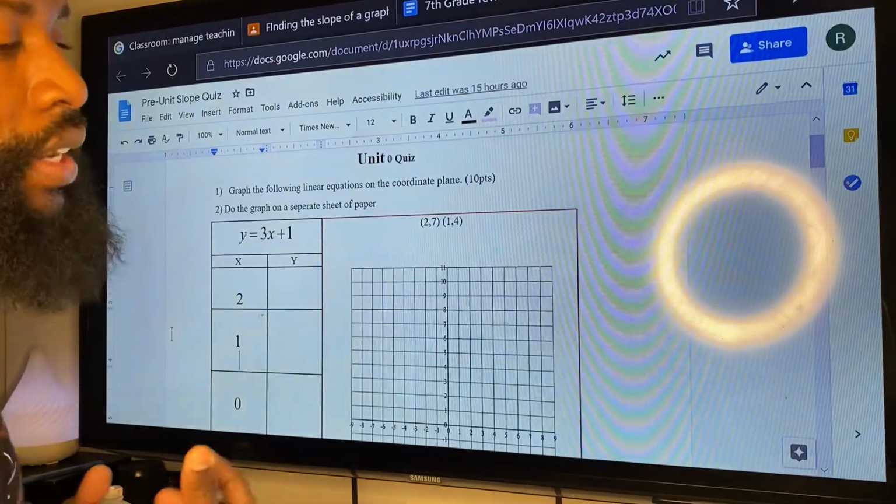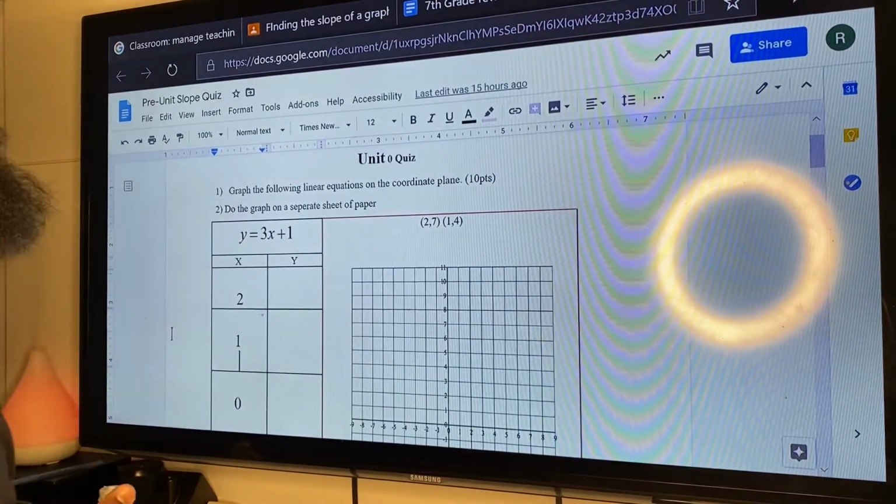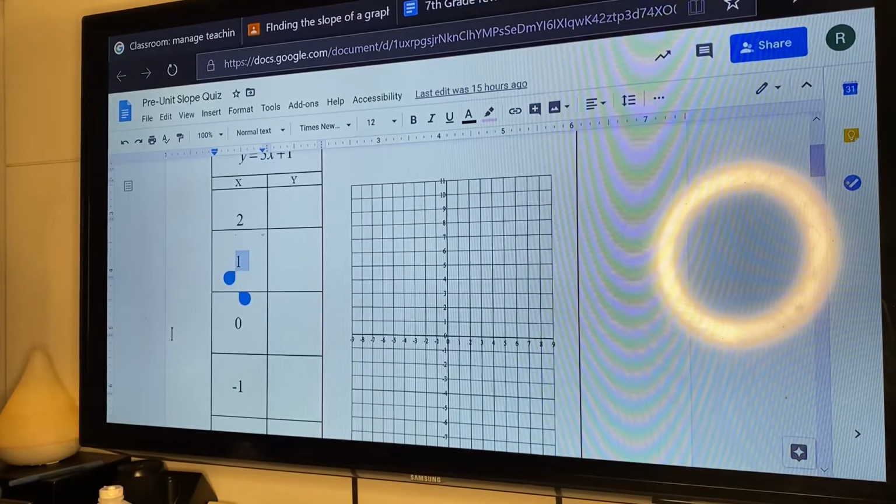So this is our next assignment due March 27th. And here it says graph the following equations in a coordinate plane. First we gotta do the table. So we got y equals 3x plus 1.